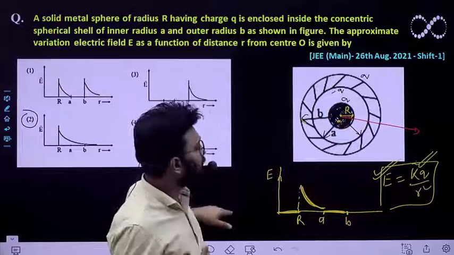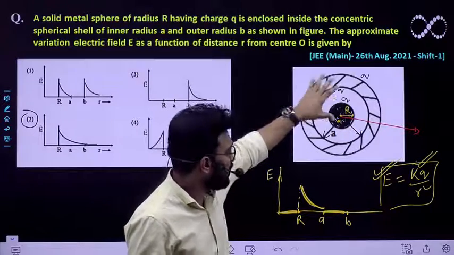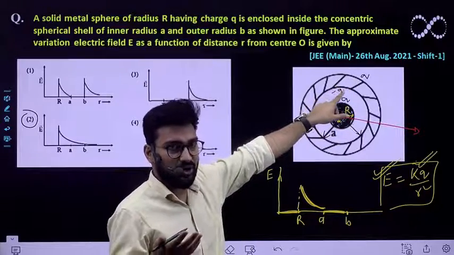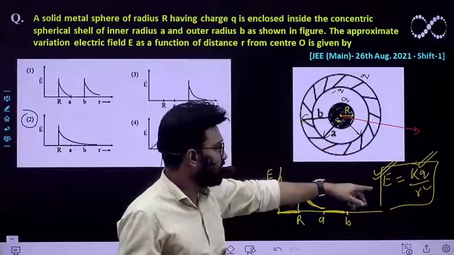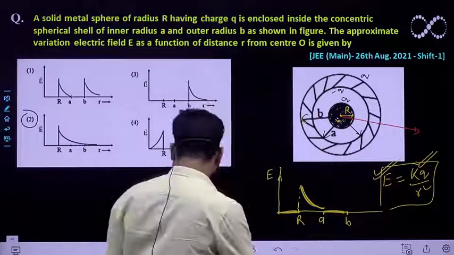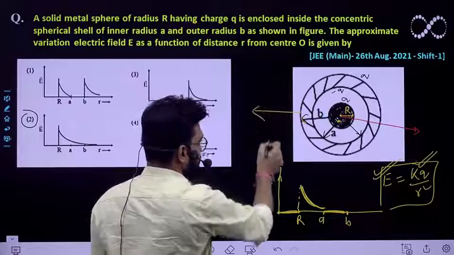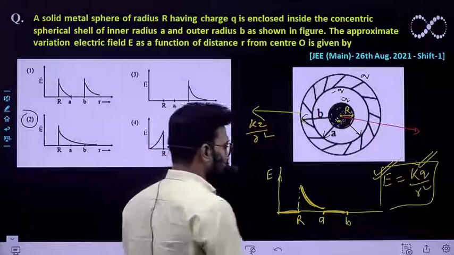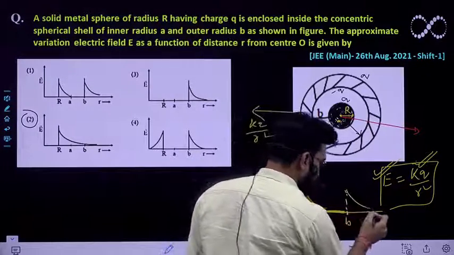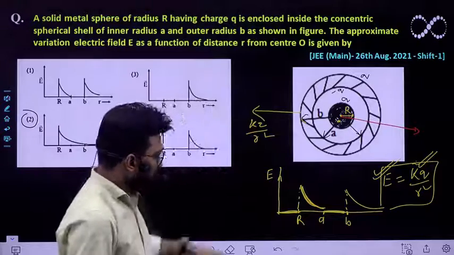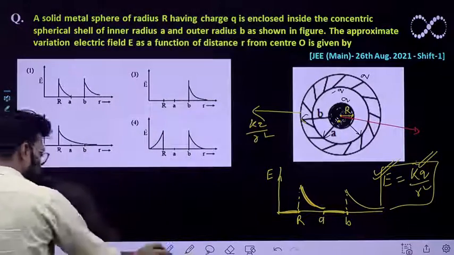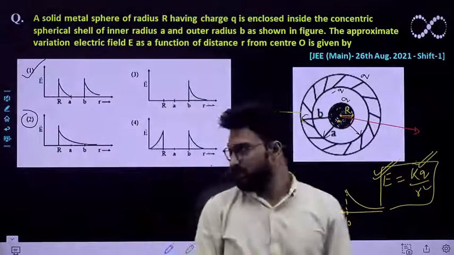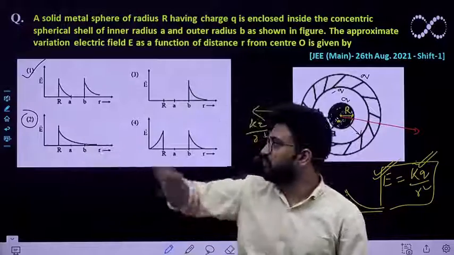Now if you are moving away from it, the net charge distribution of this entire system would be Q only, because the shell does not have any charge of its own. So from here onwards, the electric field would be equivalent to kq by r square, and it would vary like this. So if it is conducting, the first option is the correct option. For non-conducting this should be the answer, and for conducting this should be the answer.